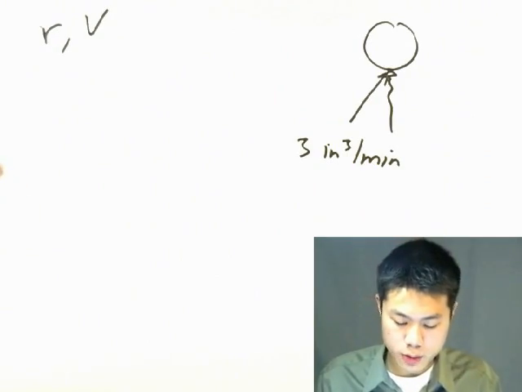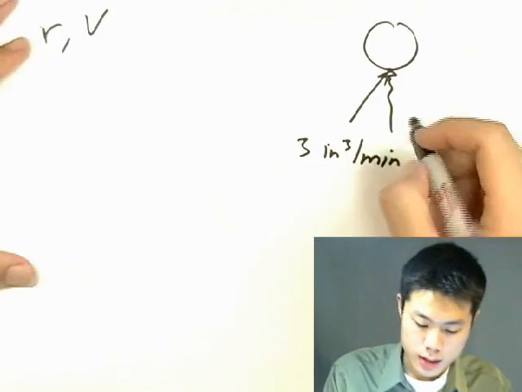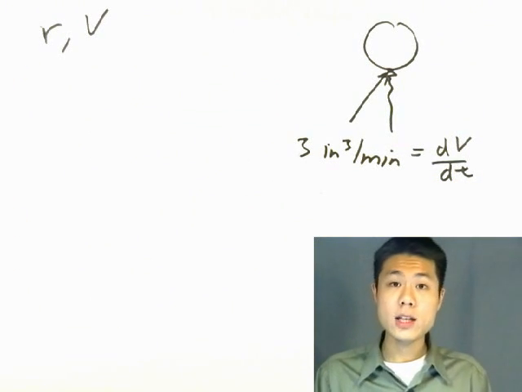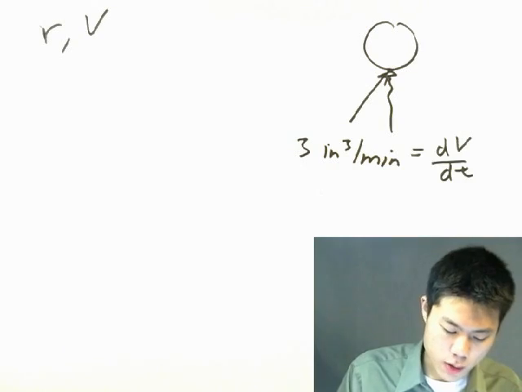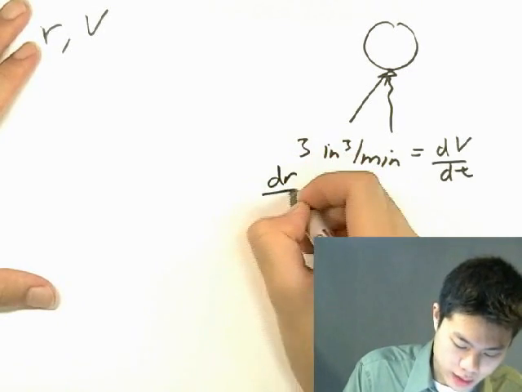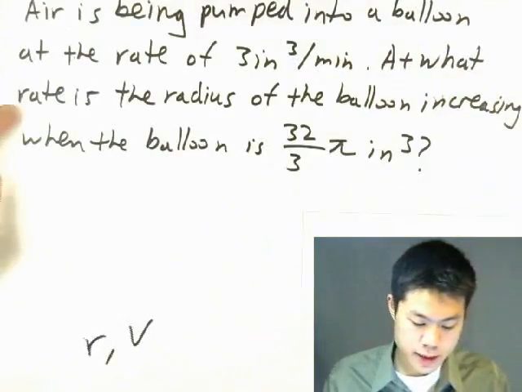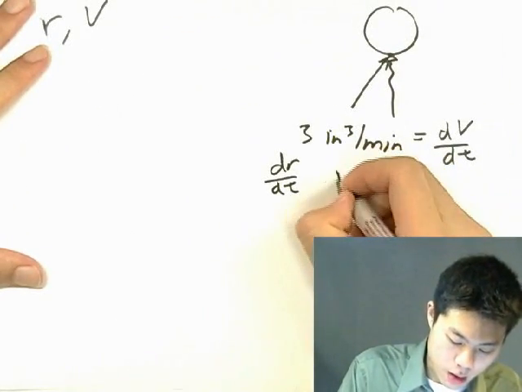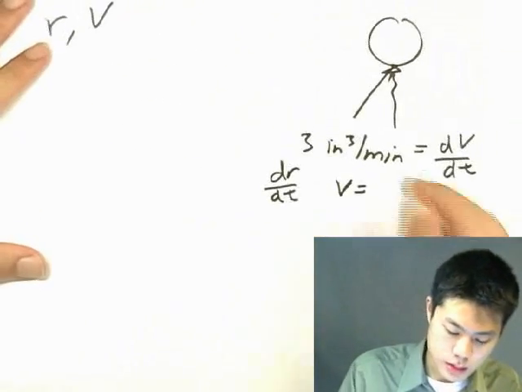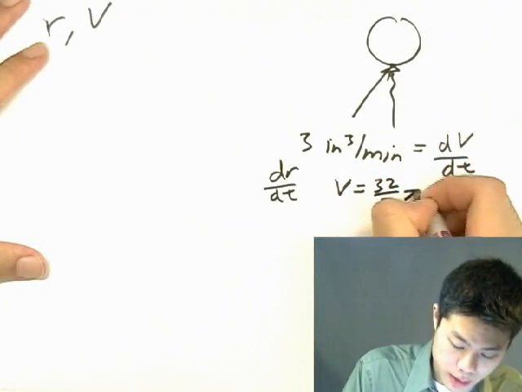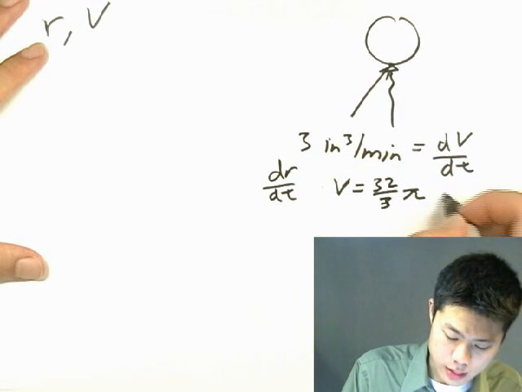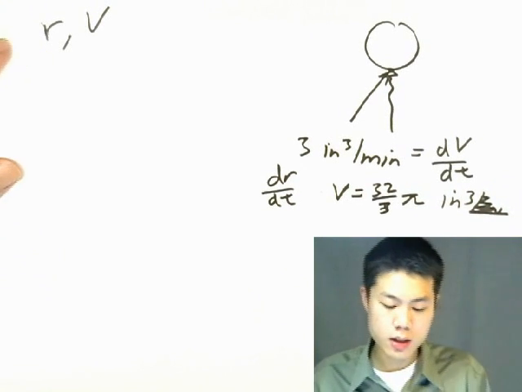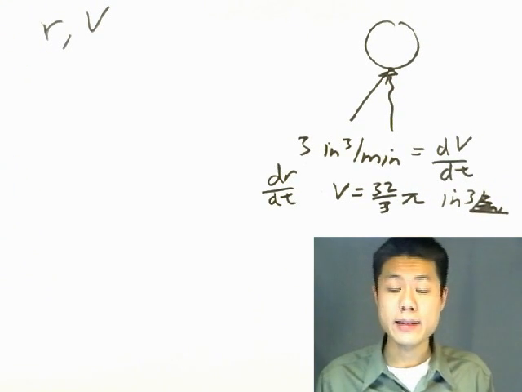So what's given to us? Well, we're told that the volume increases at a rate of 3 cubic inches per minute. And the question wants us to find dr over dt, right? The rate at which the radius changes when the volume is 32/3 pi cubic inches. Right, so our volume is going to be 32/3 pi cubic inches.